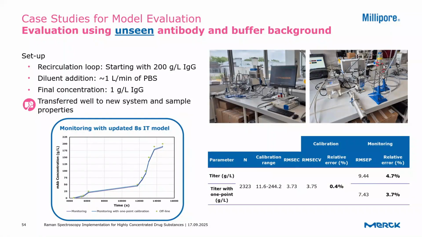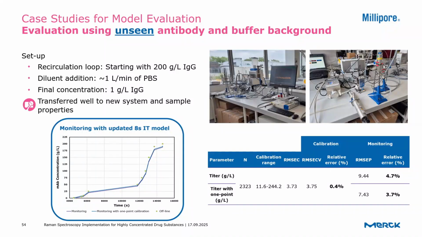This case study is a bit more interesting and truly demonstrates the model's generic capabilities. The setup of this run is somewhat similar, where a concentrated protein solution was diluted using buffer across the concentration range of 200 grams per liter to 1 gram per liter.